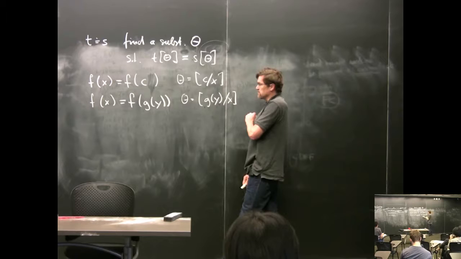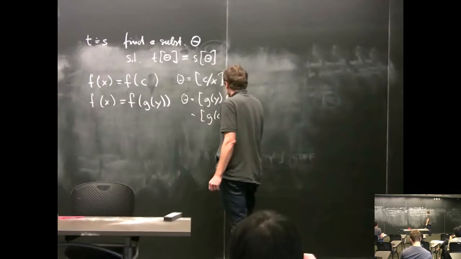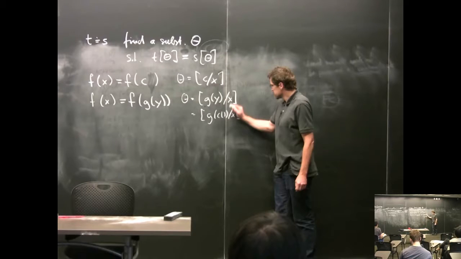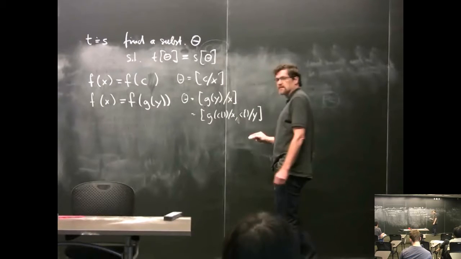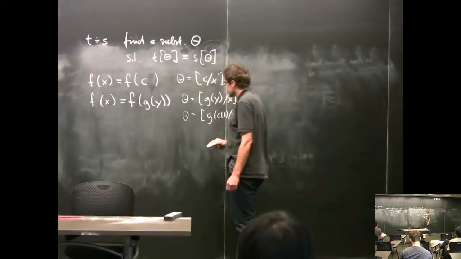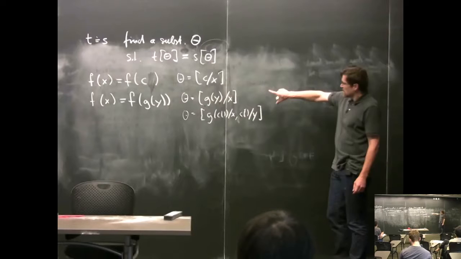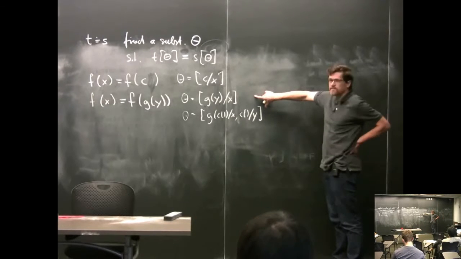For example, we could say, let's say g of the constant c for x, and c for y, right? That's another possibility. Now these two substitutions are not created equal, even though they make the terms equal. Any suggestion about what might be different about these two substitutions?